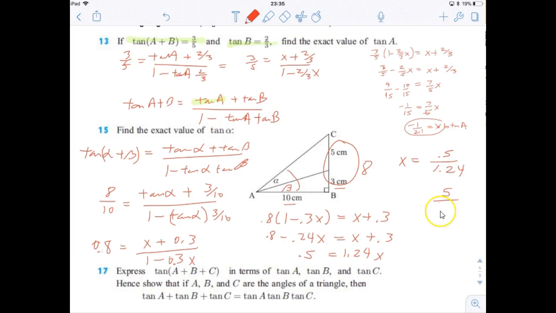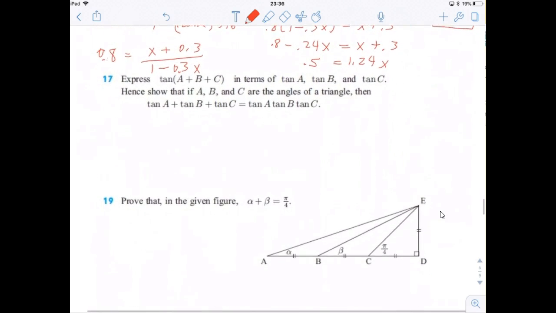And I'm going to do that. I'm just going to rewrite that fraction as 5 divided by 124. And that, of course, is equal to the tangent of alpha, which is the same thing as x. And I wanted the exact value of tangent of alpha, so I'm going to have to leave it like that. I won't put it in the calculator like I thought I would.